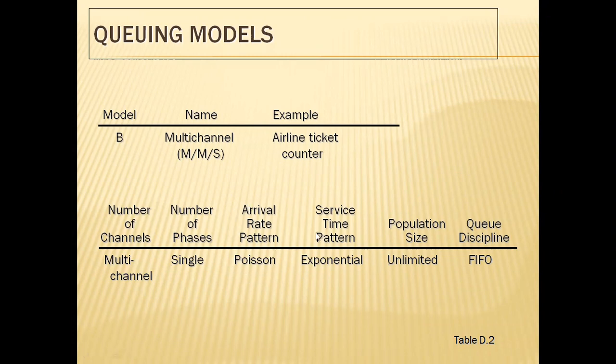We are following the Poisson ratio, service time pattern, exponential, that is nothing but service person exponential. Population size can be accepted up to the unlimited state, we cannot specify it. Queuing discipline, there is a first in first out that can be characterized.